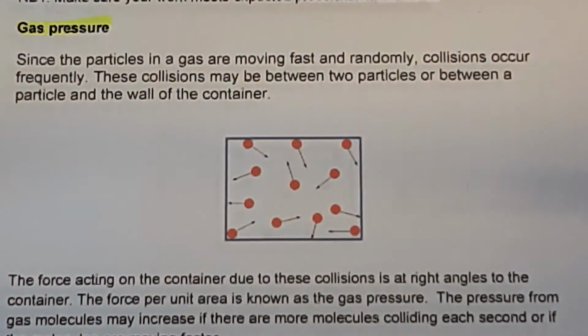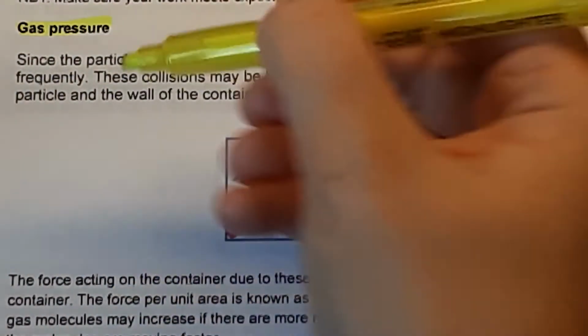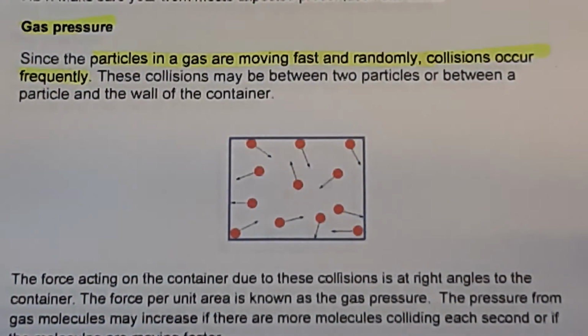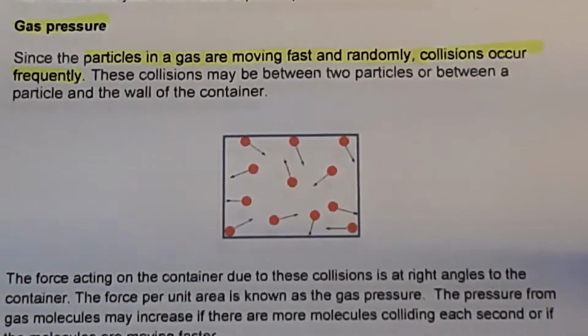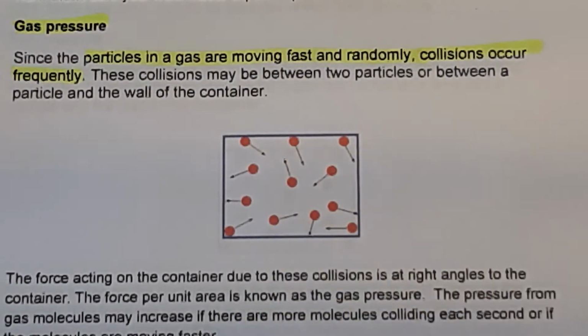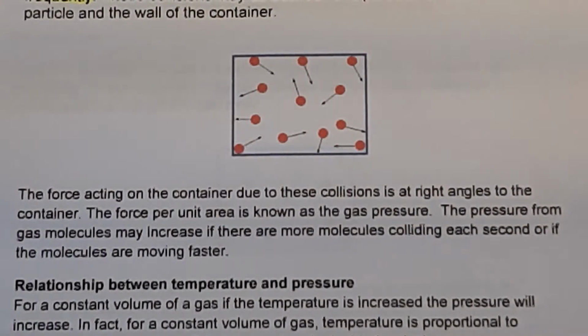Since the particles in a gas are moving very fast and randomly, collisions are occurring frequently. These collisions may be between two particles or between a particle and the wall of a container. So two particles could bump into each other, or they could just hit the edges of the container. The force acting on the container due to these collisions is at a right angle to the container. Okay, so what we're saying is it's pushing out. So the force is pushing out onto the container wall at a right angle.